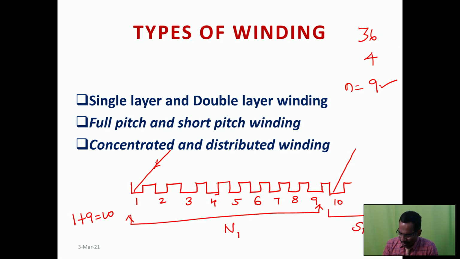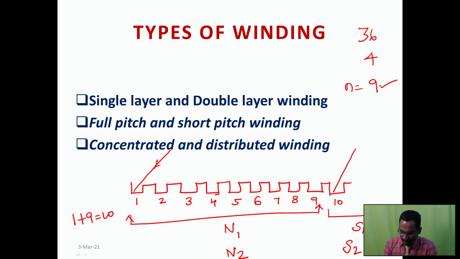Similarly, the next 9 slots come under north pole 2. The next 9 slots come under south pole 2. So similarly, I can place the conductors like this. If it is single layer, if I am placing the conductor from 1 to 10, I have only one coil.